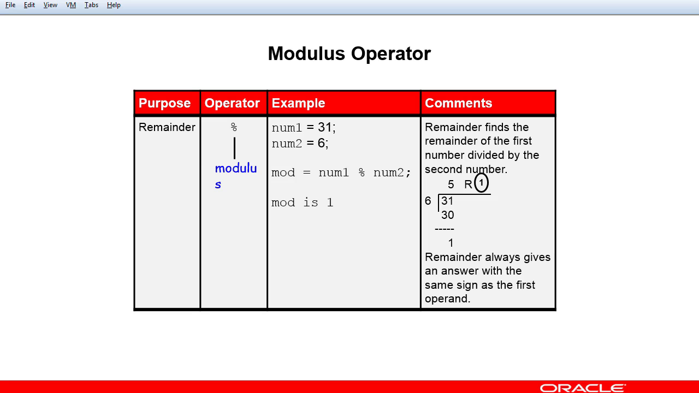The percentage sign is known as the modulus operator, which provides the remainder or modulo between two numbers. For example, if you divide 31 by 6, 30 divided by 6 divides nicely and evenly to result in 5, but 31 doesn't, and we have a remainder, the modulo, which would be 1.